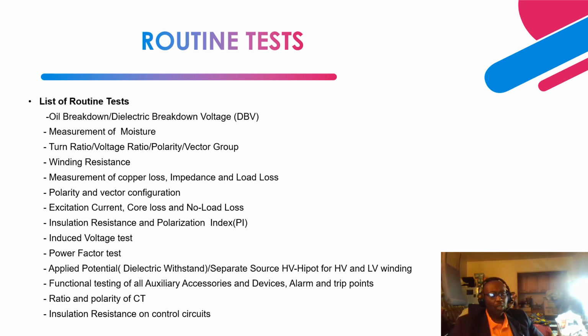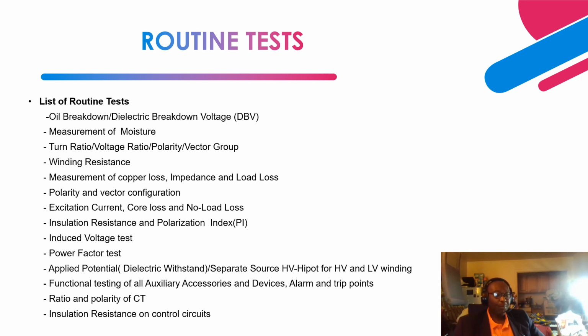Next is the functional testing of all the auxiliary devices. As you know, the auxiliary devices that we have are pressure relief devices, winding temperature indicator or devices, oil temperature indicator or devices, sudden pressure relays, oil level gauge, right? So you perform the functional testing of all these auxiliary devices and check all the alarm and trip points. So basically, it's integration into the tripping points up to the DCS or the SCADA system.